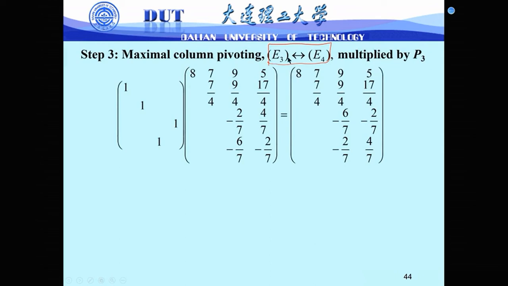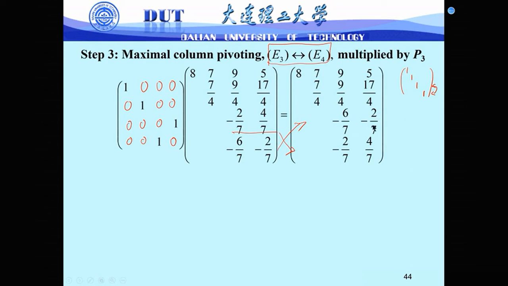Again, we need to write this pivoting in matrix form, by matrix P3. Now you should understand how to obtain P3, again from the identity matrix, using the same interchange of rows, E3 and E4. So we obtain 1 0 0 0, 0 1 0 0. We don't change the first and second rows, but we interchange the other two rows: 0 0 0 1 and 0 0 1 0. So this row comes here, 0 0 minus 2 over 7, 4 over 7, and this row changes to the third row, minus 6 over 7, minus 2 over 7.